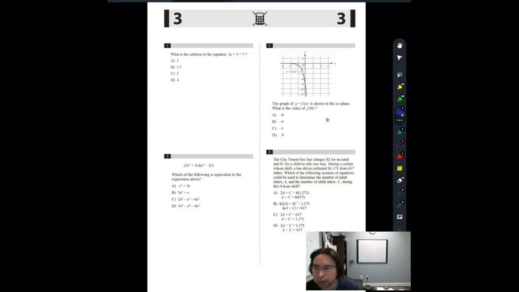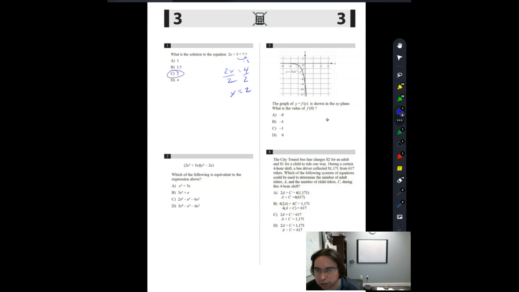Looking at problem number 1, it says, what is the solution to 2x plus 3 equals 7? This is a normal linear equation problem. We're going to subtract 3, so we have 2x equals 4, and then divide by 2. You get x equals 2, so the answer choice is C.